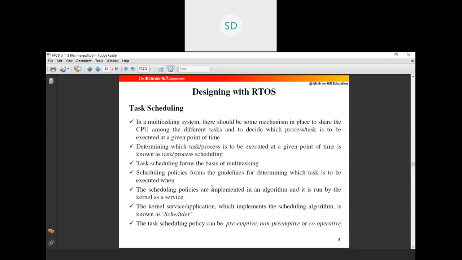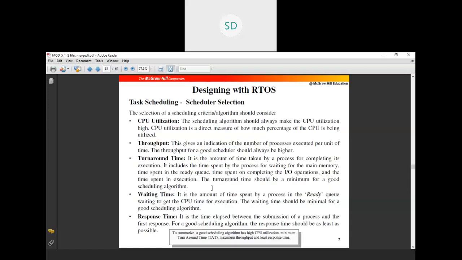Different scheduling policies are there, which give the guidelines for determining which task is to be executed. We'll discuss all that in detail now. In task scheduling, there are certain criteria to be considered to say that it is a good scheduler. The first ones are CPU utilization time, throughput, turnaround time, waiting time, and response time. These are the five main criteria we need to look into for a good scheduler.